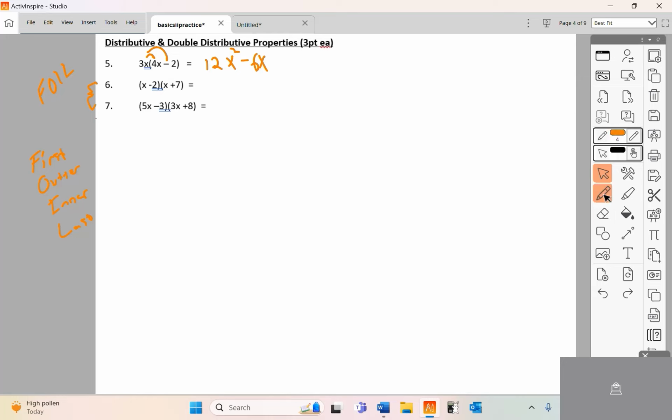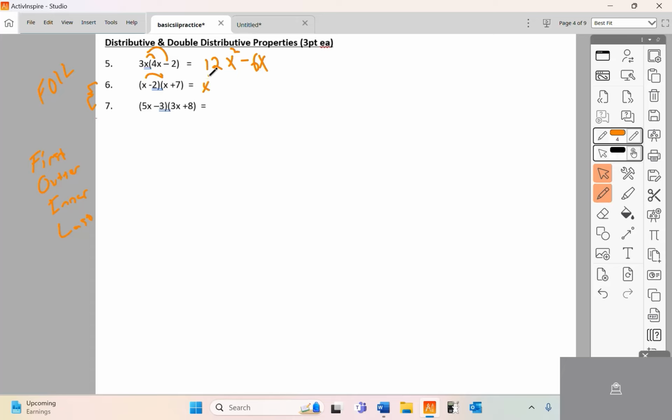But whatever. So 6 and 7 is the FOIL property: first, outer, inner, last. I like to call it what it is. It's the double distributive property. I mean, it's literally the DD property, double distribute. But if FOIL is what floats your boat, so be it.